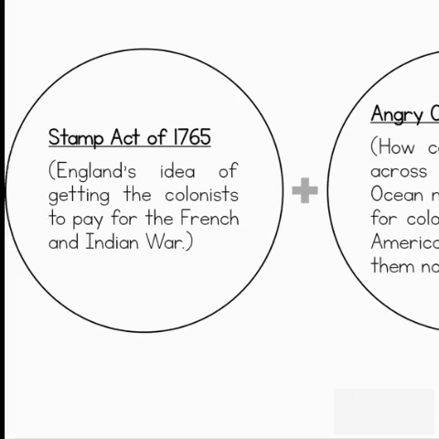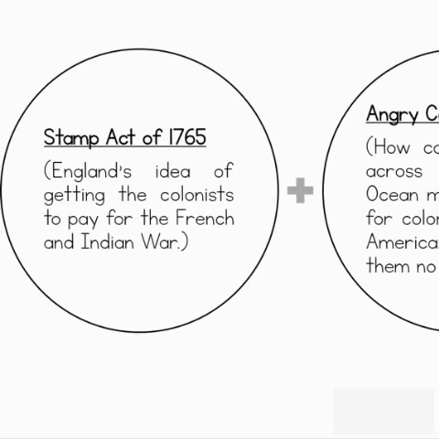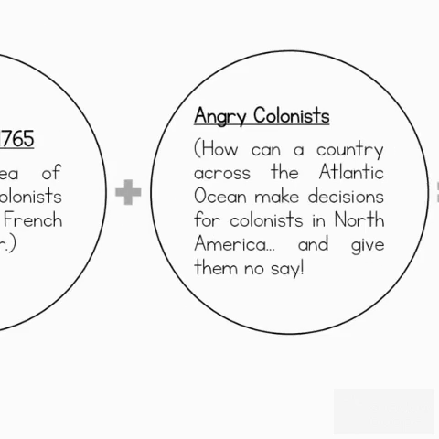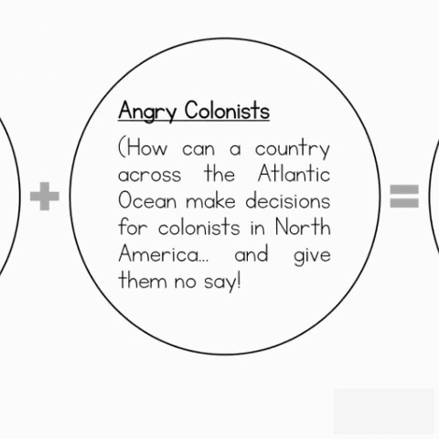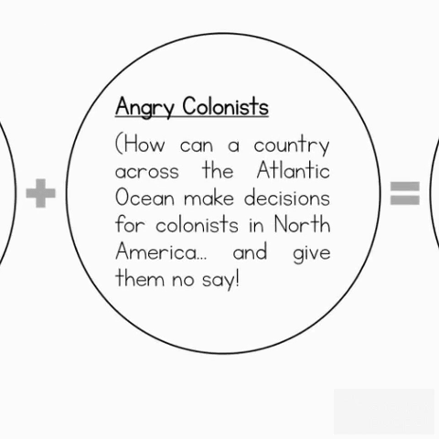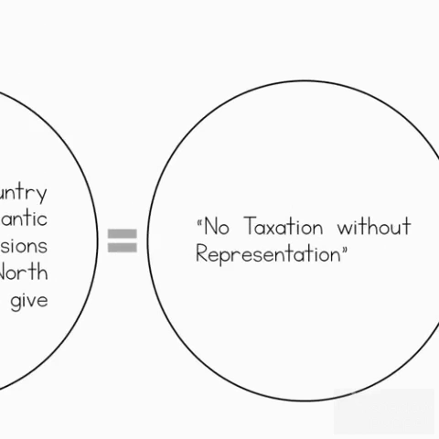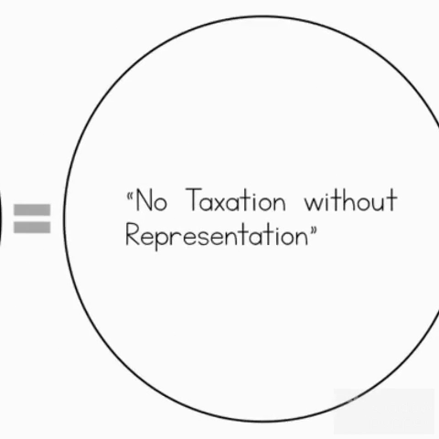Well, when you have the Stamp Act of 1765, that was England's idea of getting the colonists to pay for the French and Indian War, plus angry colonists. How can a country across the Atlantic Ocean make decisions for colonists in North America and give them no say? That gives you no taxation without representation. They also called it tyranny, which is unfair rule.